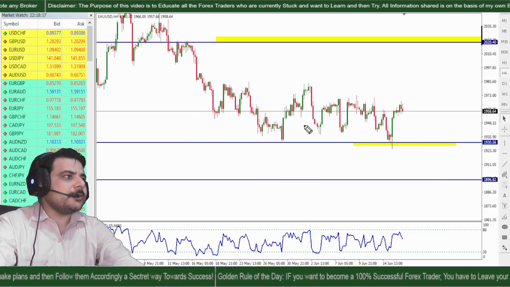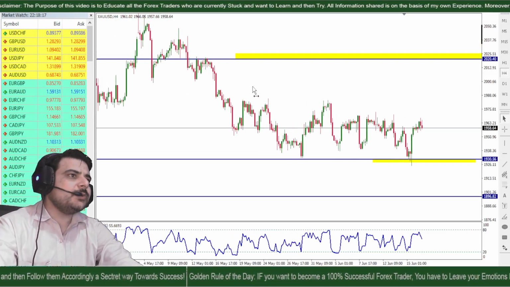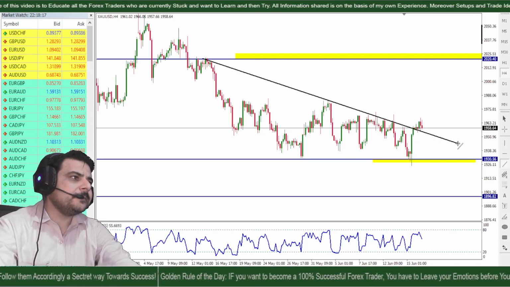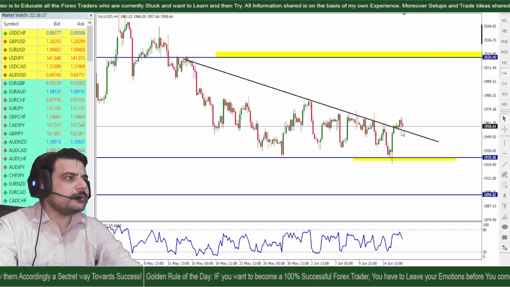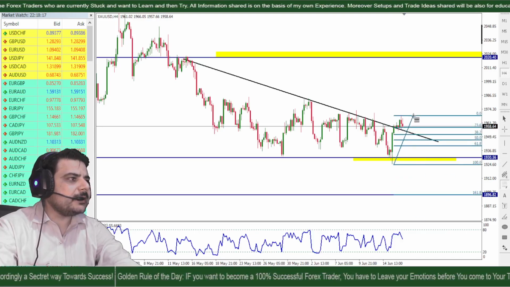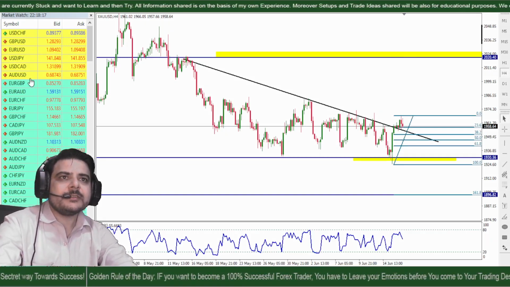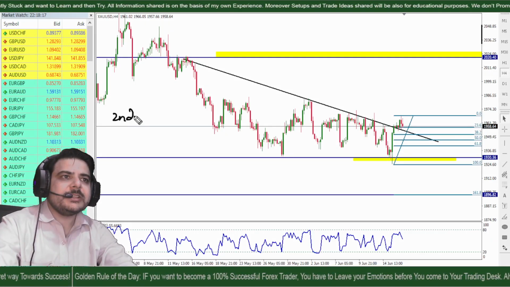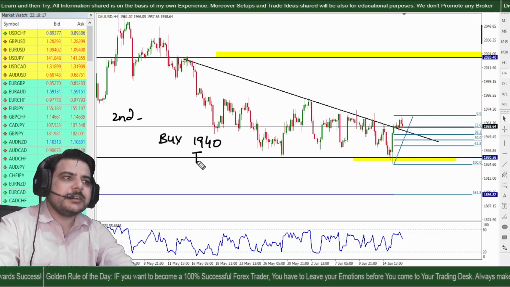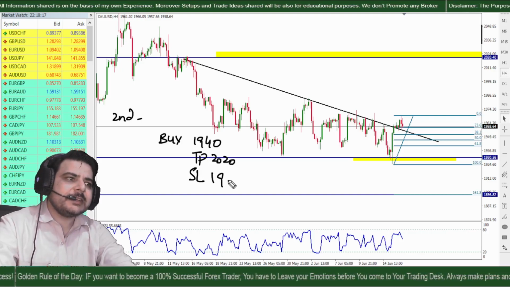The other one, let me show you. Since we have a very nice downward channel coming all the way from there, and it is broken to the top, and we have even got a retest. So the second opportunity will be the same buy that I gave, but an entry from 1940. So the second opportunity will be a buy from 1940, TP will be 2020 somewhere, and SL will be 1900.